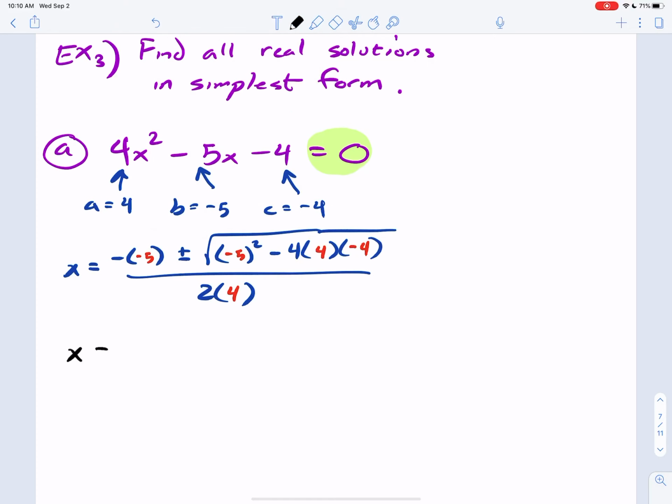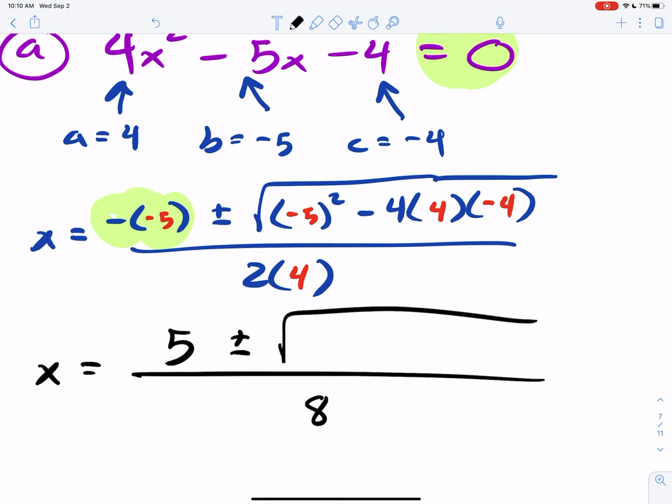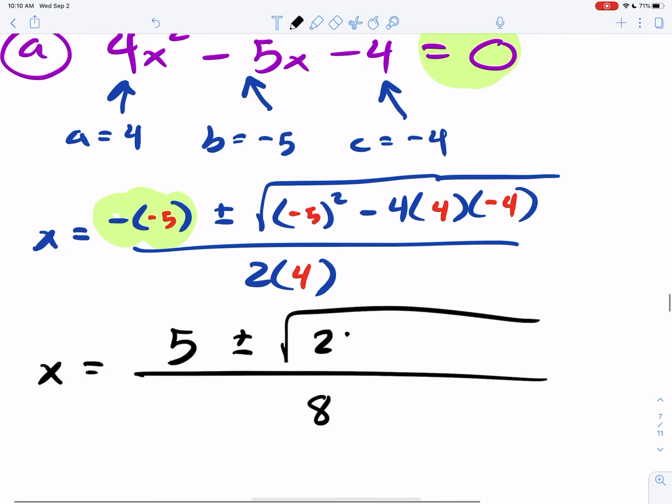All right, so starting with that bottom part, 2 times 4 is just 8. Negative times a negative 5 is just a positive 5. And then we deal with the square root. So the majority of your work is going to be inside that square root, okay? Negative 5 squared, so negative 5 times negative 5 is just positive 25.